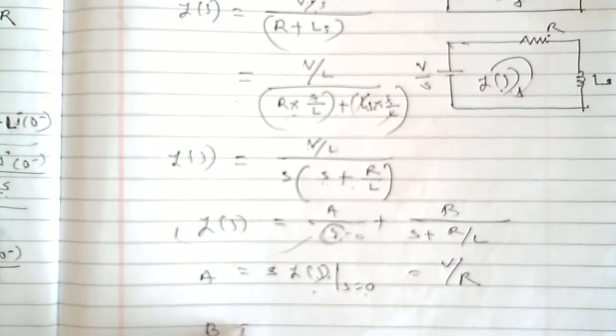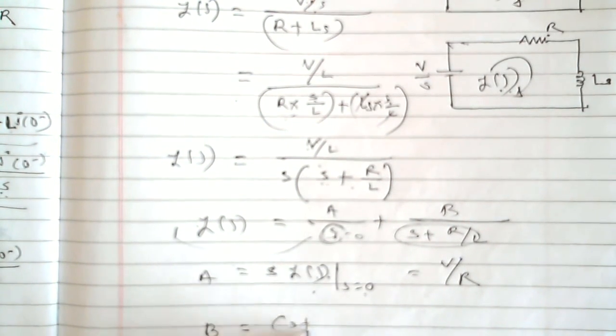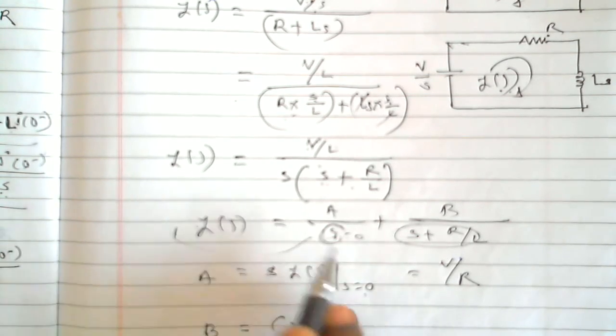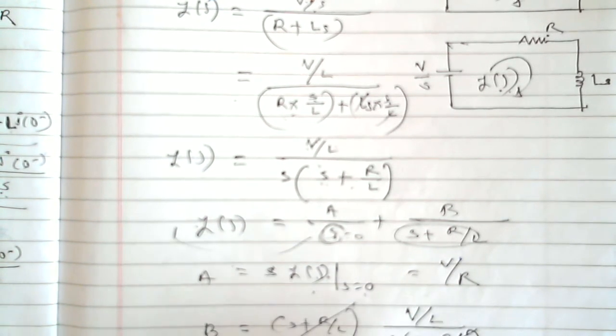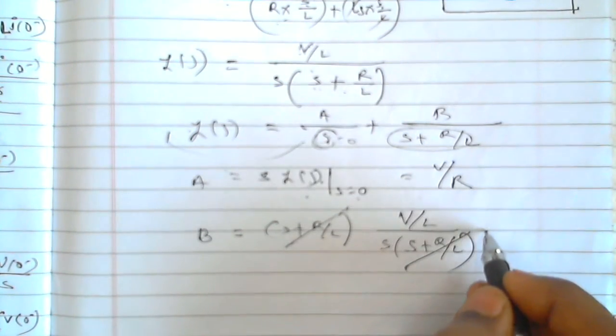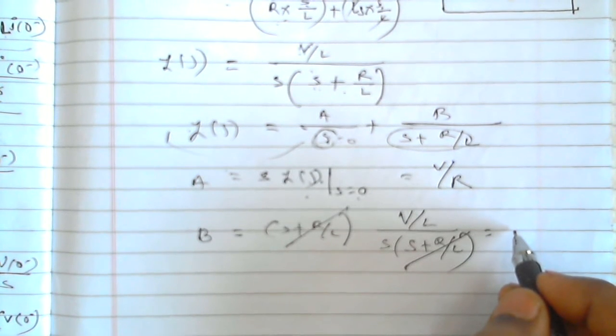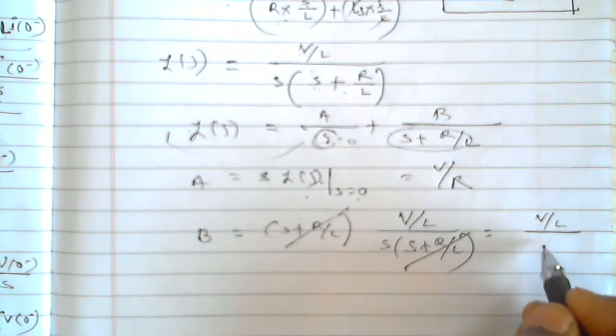Similarly, how to find B? B can be found as the denominator of B in multiplication with I(s). So (s + R/L) into I(s), which is (V/L) upon s(s + R/L). Okay, so (s + R/L) and (s + R/L) cancel. So the equation will now be (V/L) upon this s.